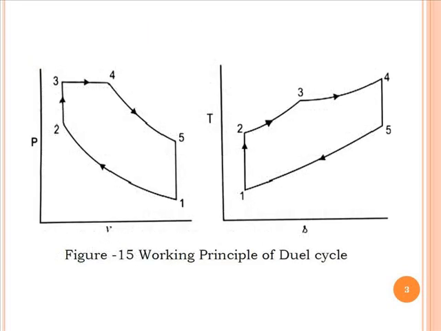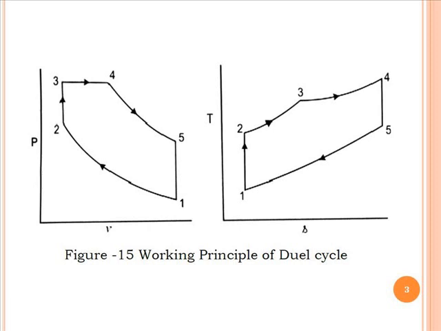You can see the diagram, that is a PV diagram and TS diagram for the dual cycle, where you will observe 1 to 2 process is a process of compression, 2 to 3 and 3 to 4 is the process of heat addition, where you can see the process 2 to 3, that is the constant volume heat addition, as well as 3 to 4 is the constant pressure heat addition process. Otherwise, you will observe process 4 to 5, that is expansion process, that is a power stroke, and 5 to 1, that is the exhaust stroke, where the exhaust product will leave the engine cylinder, and the same thing you will observe on the TS diagram.